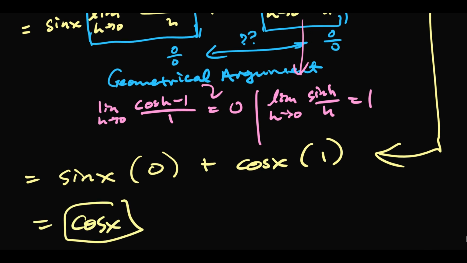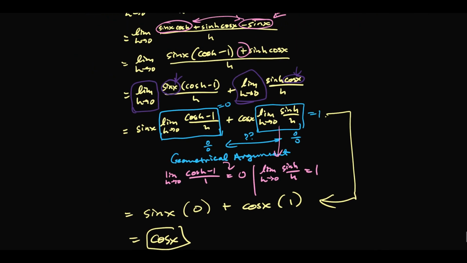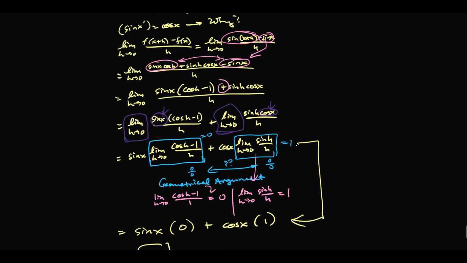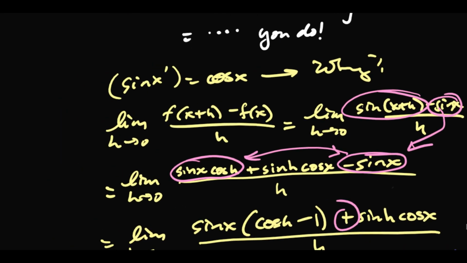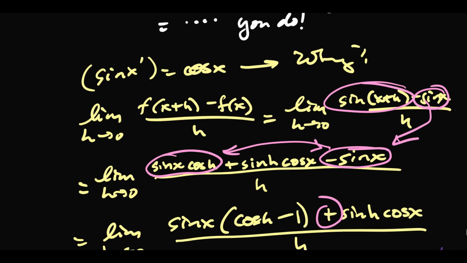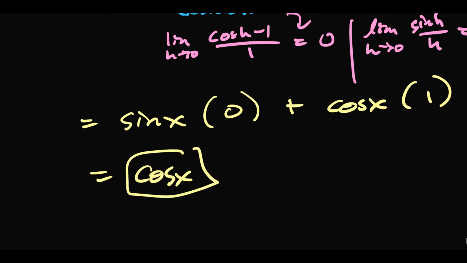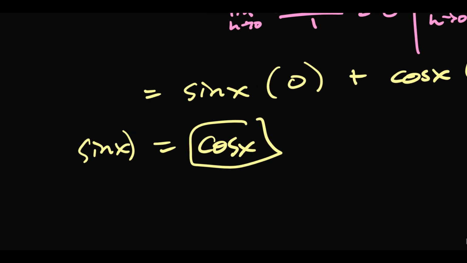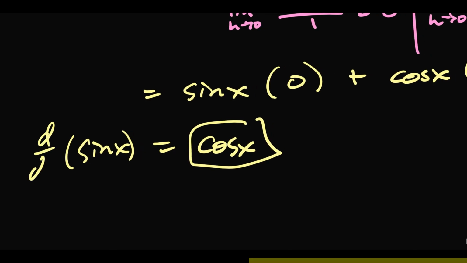And so what is this? Well, we started out way up top here. It was going to be the derivative of sine of x. So the derivative of sine x is, well, the book likes to write it like this in Leibniz notation. Derivative of sine x is cosine x, and there you go. So that's the proof of that.